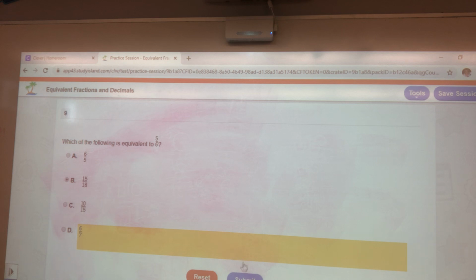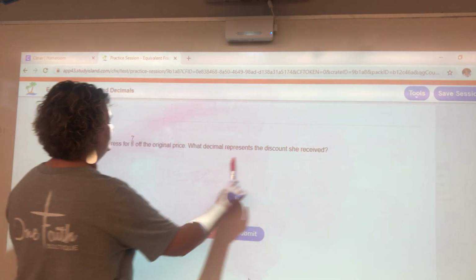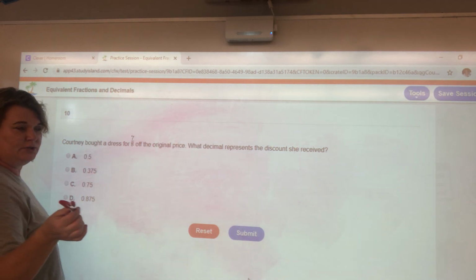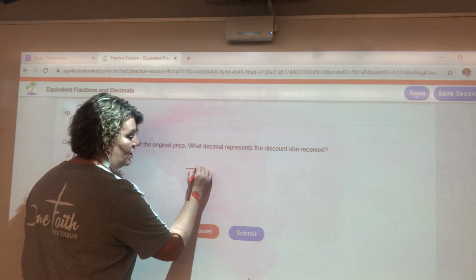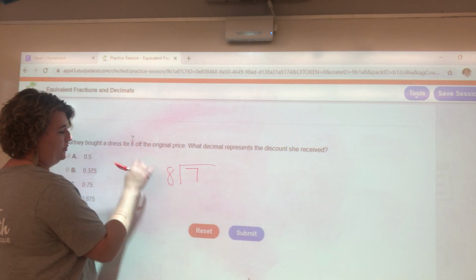And last one. Courtney bought a dress for 7/8 off the original price. What decimal represents the discount she received? It's wanting you to change this to a decimal. And the first thing I told you to do was to divide the top number, which is 7, by the bottom number, which is 8.